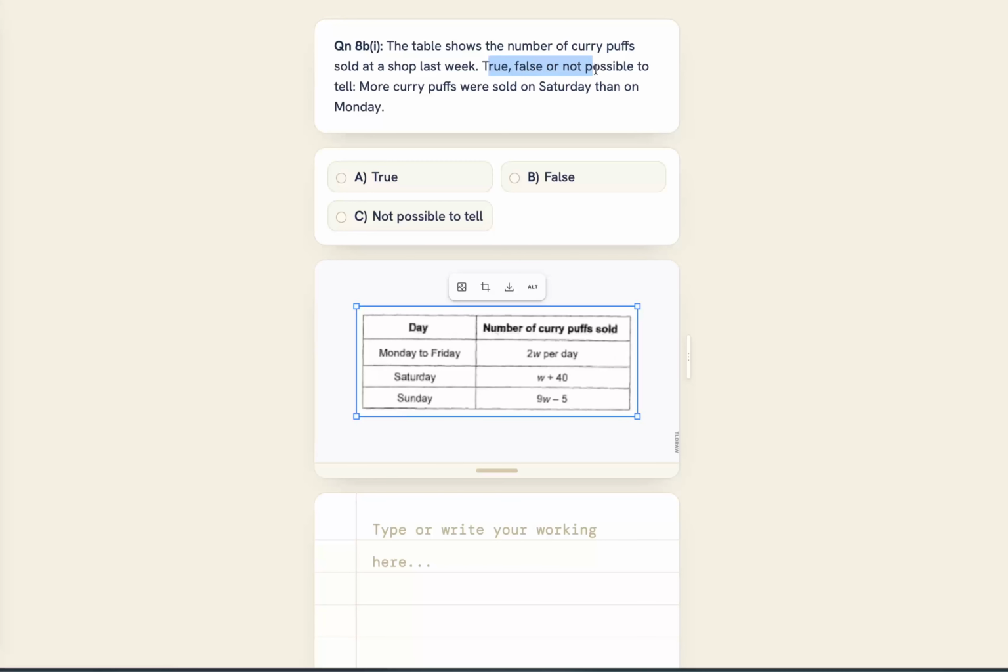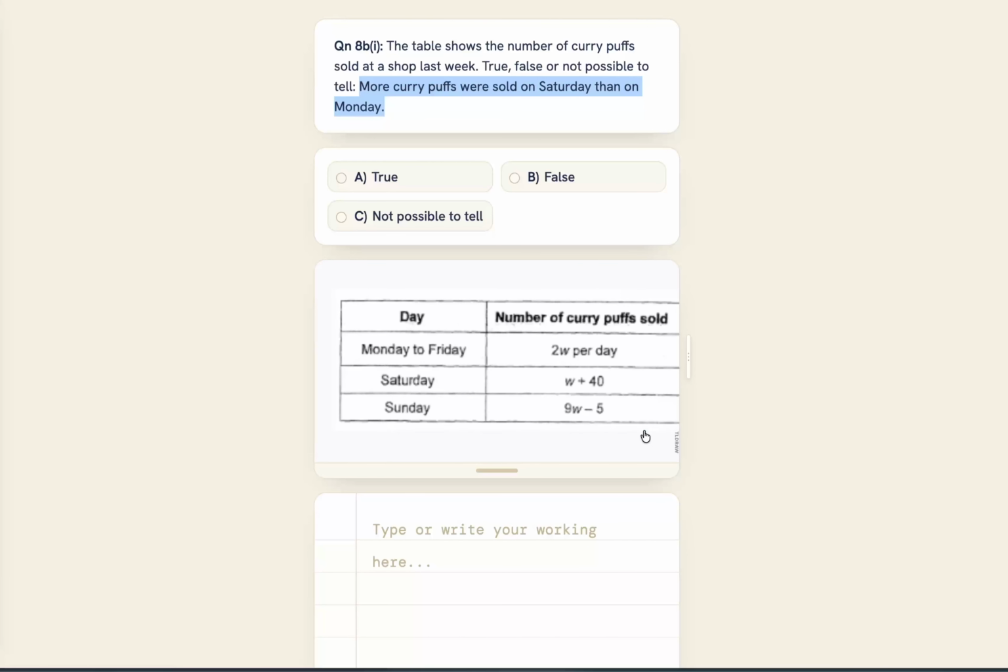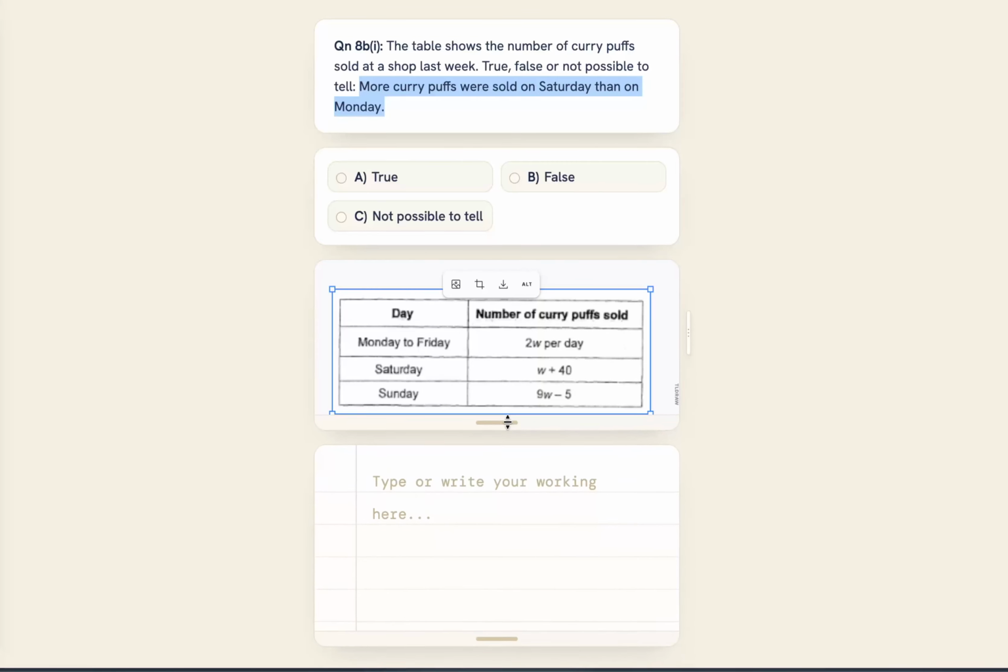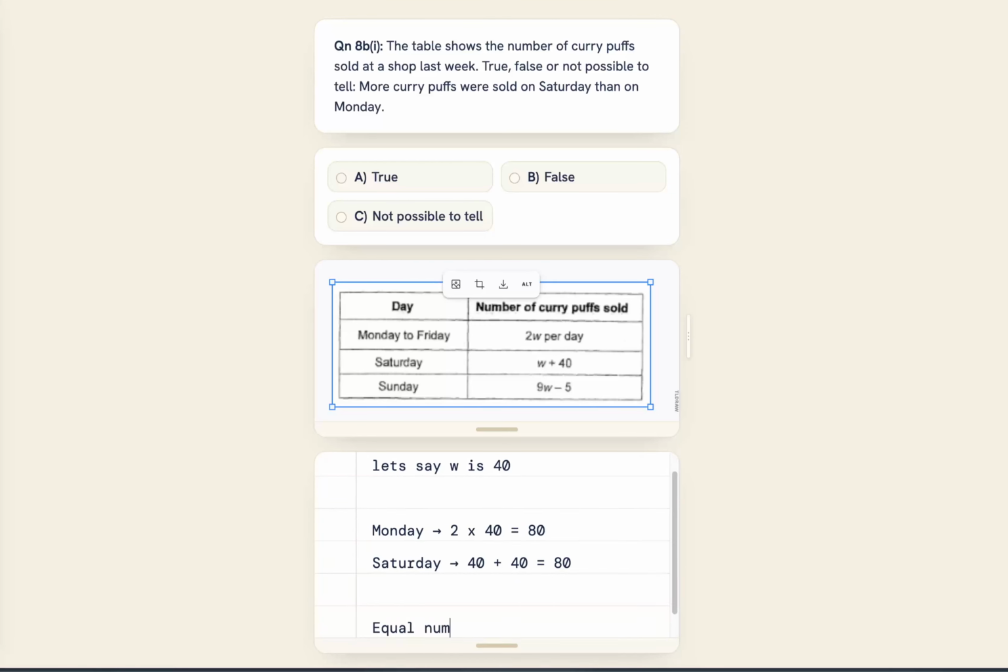Part 1. True, false, or not possible to tell. More curry puffs were sold on Saturday than on Monday. In this case, we can't just assume from the numbers that Saturday or Monday is always going to be higher, because let's say W is 40. So Monday is 2 times 40, which is 80. And Saturday is 40 plus 40, which is 80. So that means an equal number is sold.